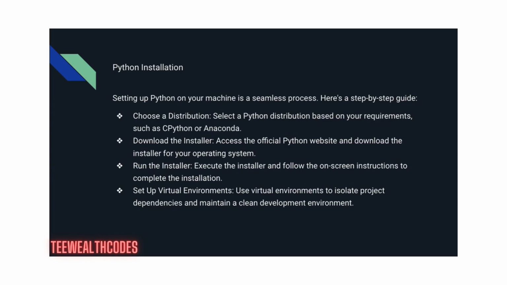Maybe in the next slide, I'm going to show you the link where you can download Python. You run the installer, you execute it, and you follow the on-screen instructions. Click on next, click on next, till you have it running. Then you also set up a virtual environment. You use a virtual environment to isolate project dependencies and to maintain a clean development environment. We will see that in the long run.